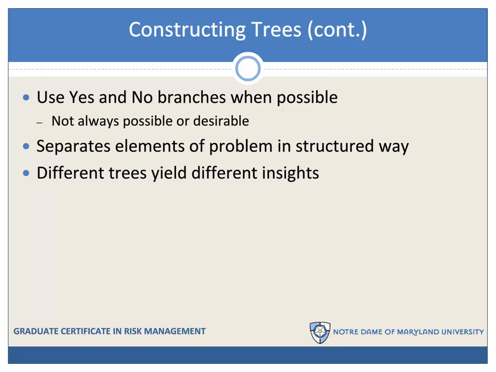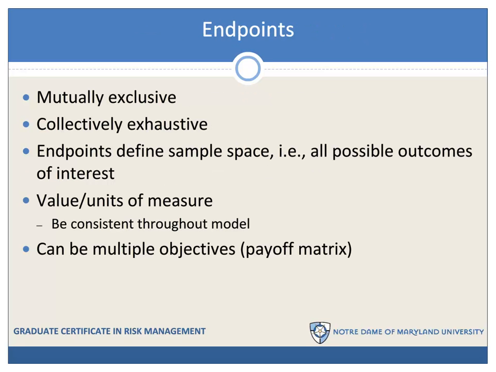My preference is to use yes and no branches when possible. It's not always going to be possible, and it may not be desirable. So you can actually have any number of branches coming out of a node, but if you use yes and no, you restrict it to two, and it makes your model simpler, at least in that vertical dimension. We can separate the elements of a problem in a structured way when we construct a tree. Different trees developed by different people, or different trees developed by yourself, can yield different insights into a risk problem.